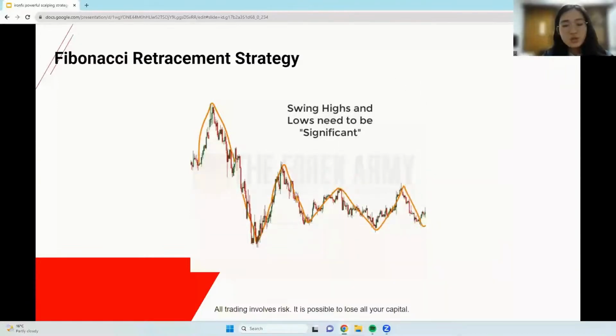You shouldn't pick swing highs that are not significant, meaning they need to have a relatively big move before or after them. As a rule of thumb, you can use at least 15 bars before or after to see if they are really significant swings or not.